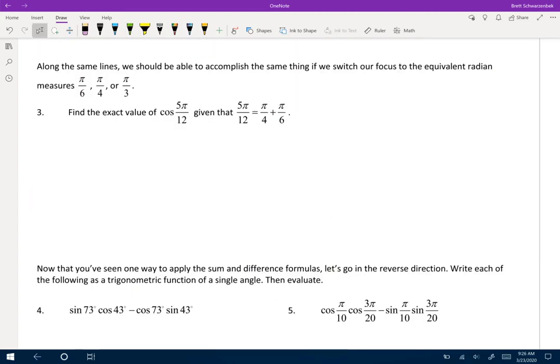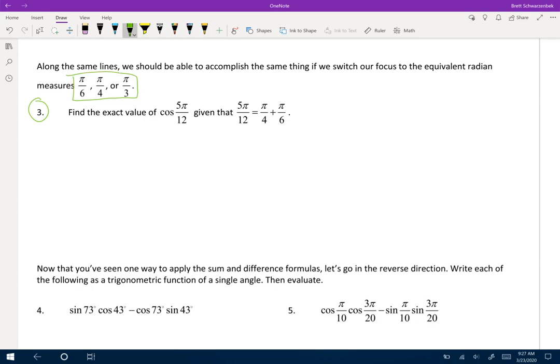All right, so the same type of scenario can be applied to radian values as well. But that, of course, just like all changes from degrees to radians, can be a little complicated. So what does this problem ask? Number 3. It says, find the exact value of the cosine of 5 pi over 12. Okay, so 5 pi over 12 is clearly not a special angle that we know of. We only know of these types of special angles, pi over 6, pi over 4, pi over 3.